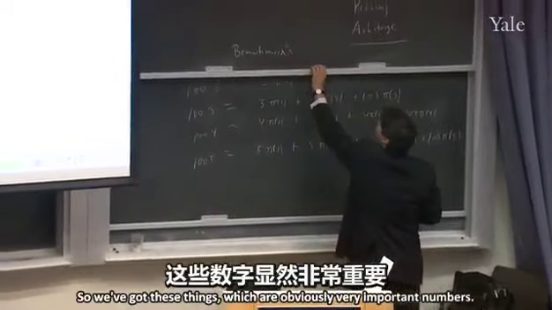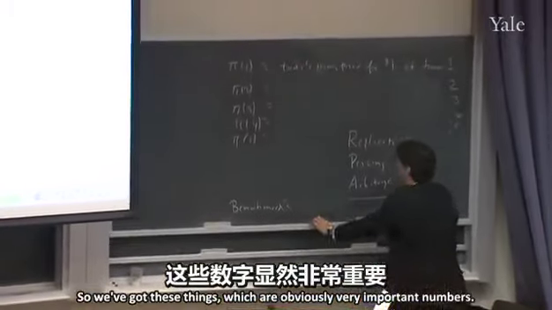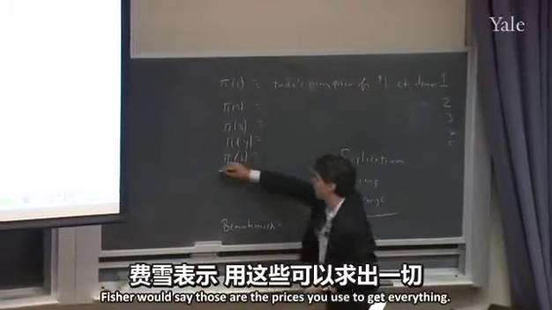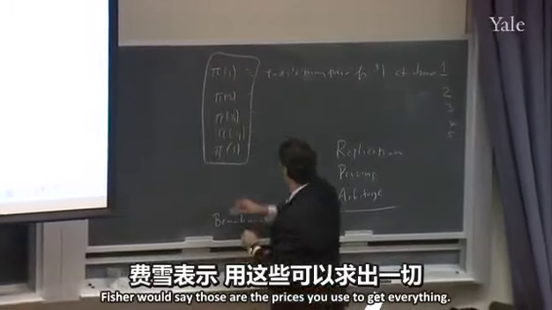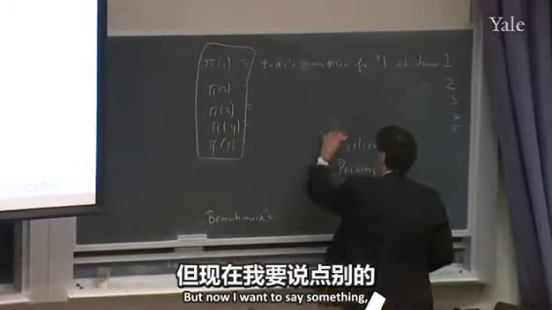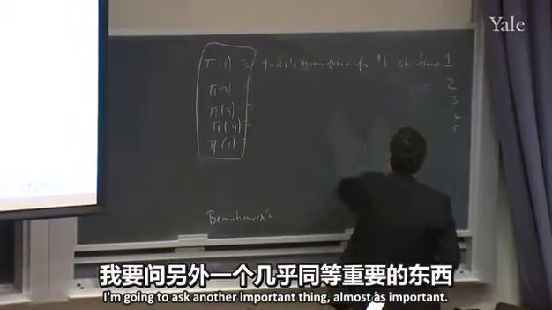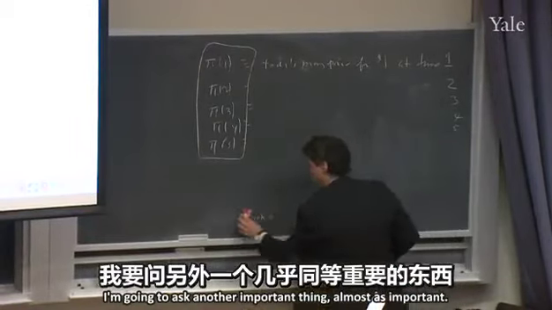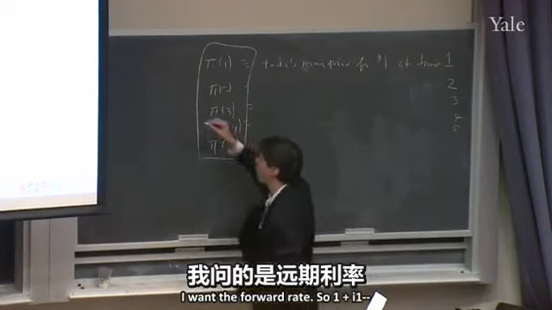Okay, so we've got these things. They're obviously very important numbers. Those are the most important things. Fisher would say those are the prices you use to get everything. But now I'm going to ask another important thing, almost as important. I want the forward rate.